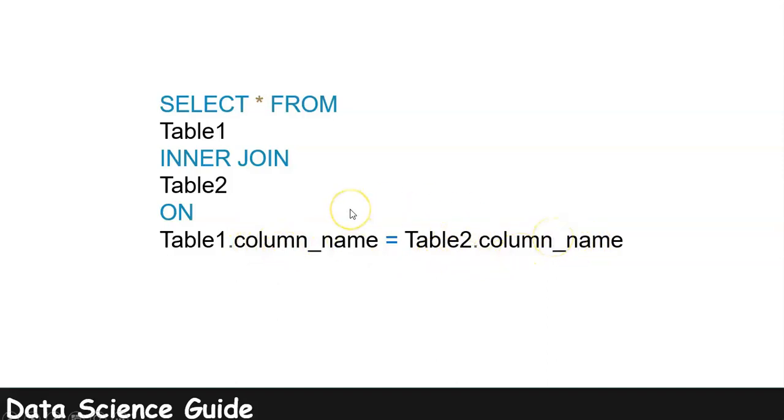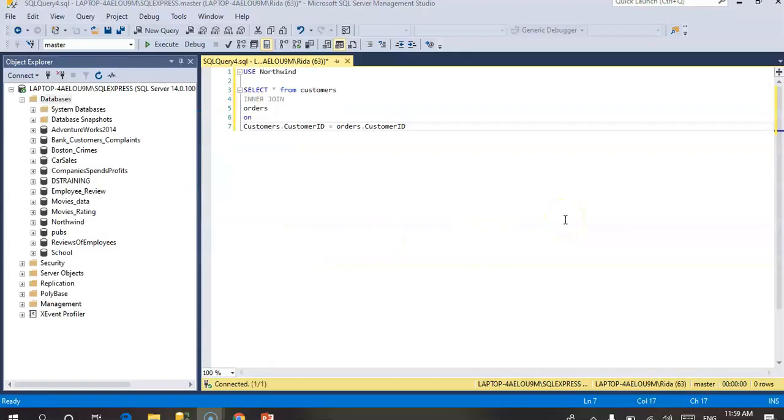And you are free to add more tables in your select query based on your scenario. So we can add table 3, table 4, and each time you add a table, you need to type also on and mention here the table name with the column name. Let's switch to Management Studio to get an example.